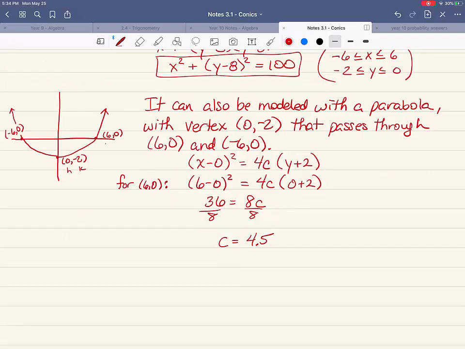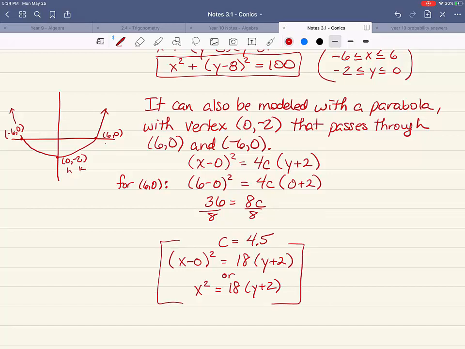All right, so now we're ready to write the final equation. It is going to look pretty much like the first line of this problem. And we're going to get (x - 0) squared equals 4 times c. You can put that in your calculator. It happens to be 18. (y + 2). Or you can just write it as x squared equals 18(y + 2). Now, you don't have to put both. You just pick one.